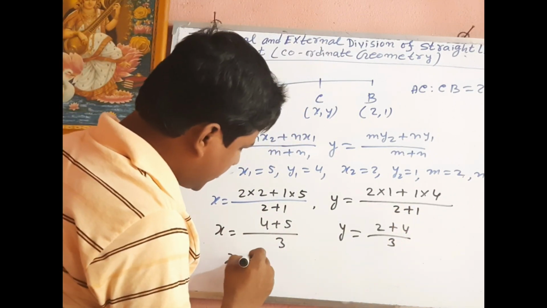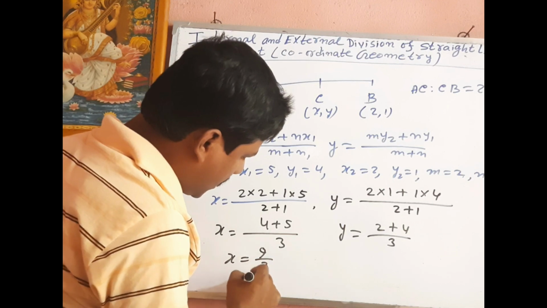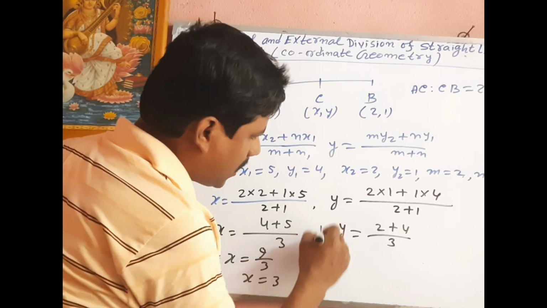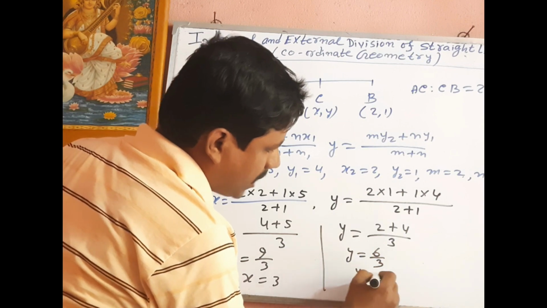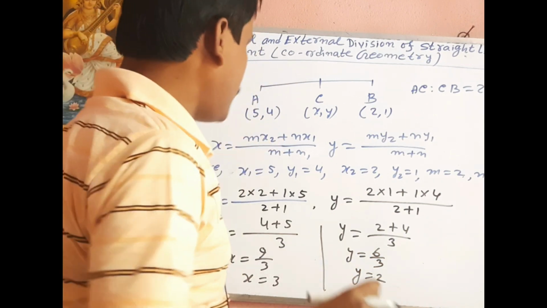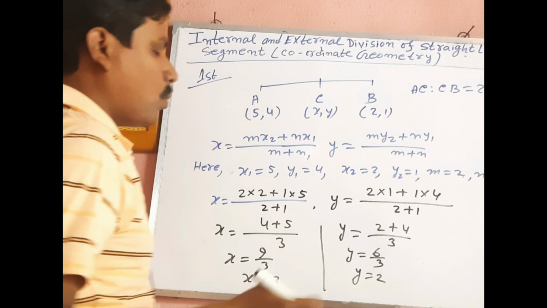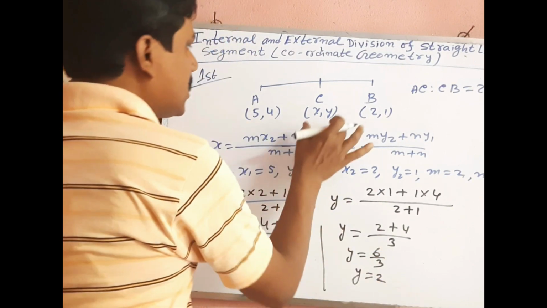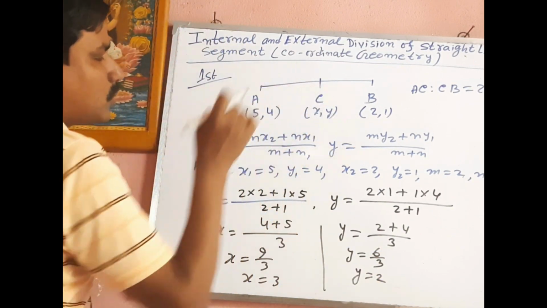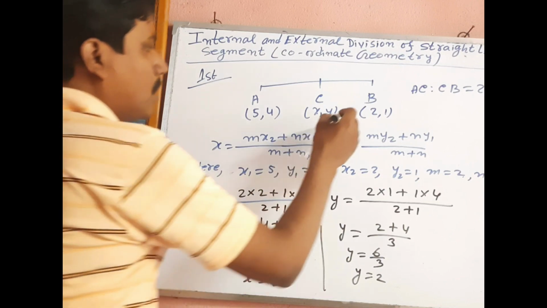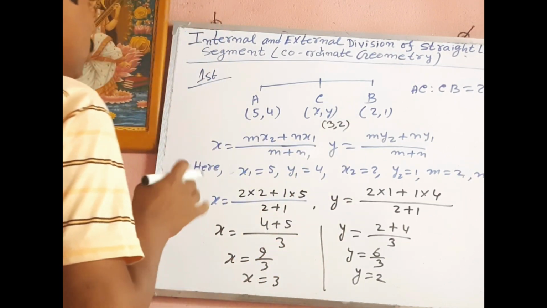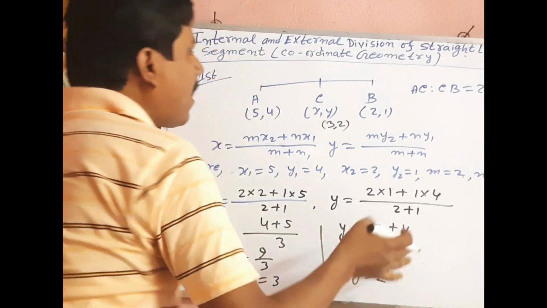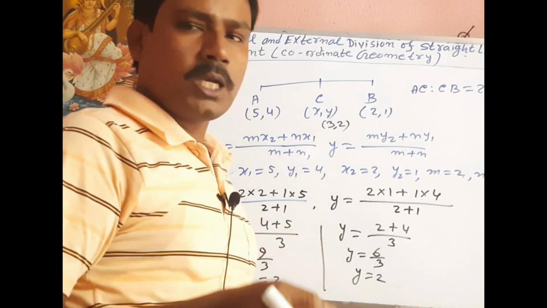So x is equal to 9 by 3, that is x is equal to 3, and y is equal to 6 by 3, y is equal to 2. The value of x is 3 and the value of y is 2. So the coordinate of C is (3, 2). We can say this (3, 2) by using the internal section formula of this chapter.